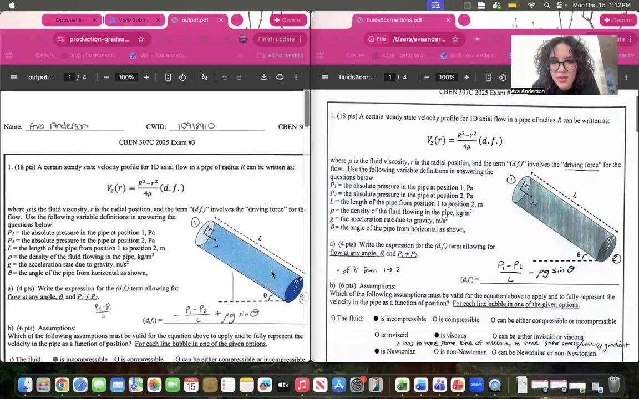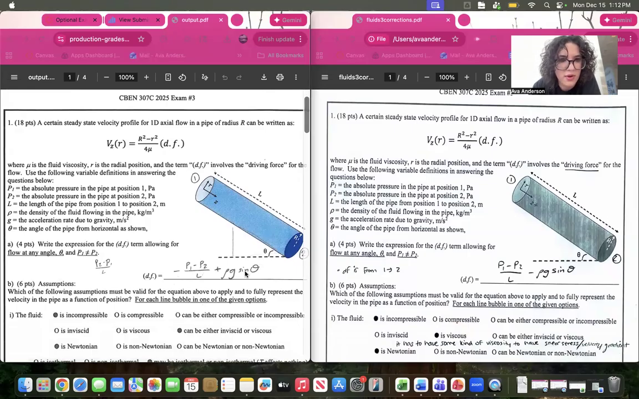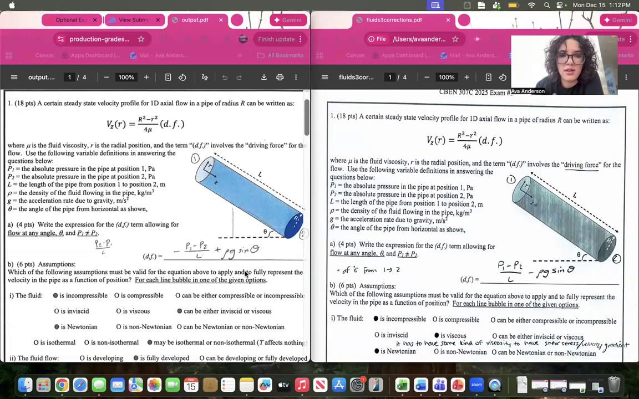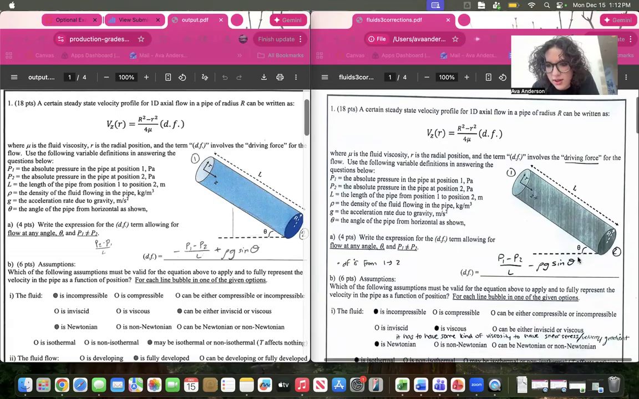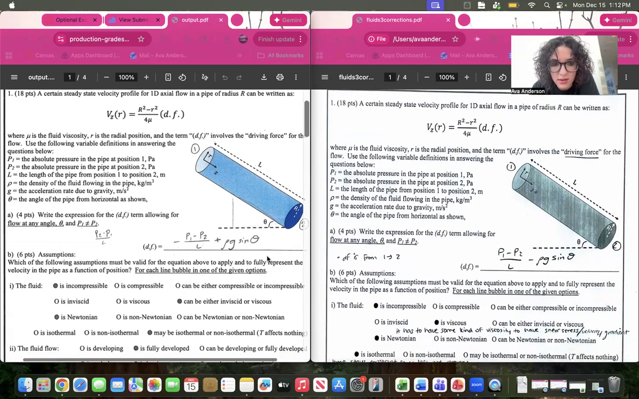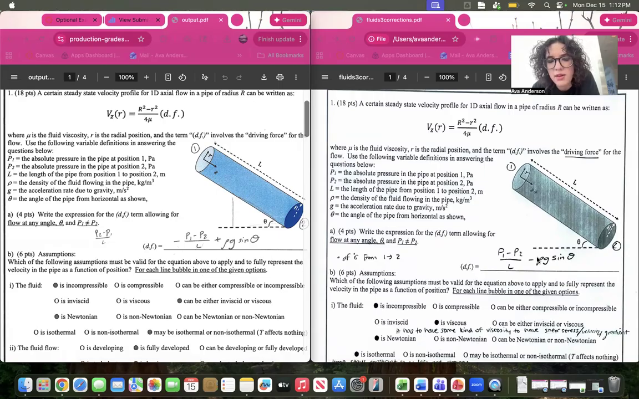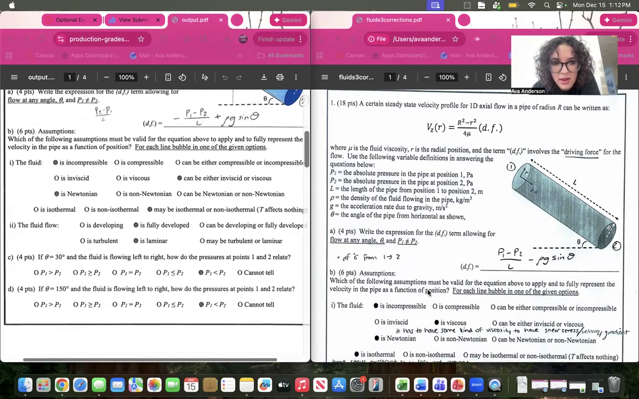Okay, cool. So starting with number one, we're solving for the driving force for the velocity profile in this pipe. Since the pipe is at an angle, there is gravity involved because it's not horizontal. So we have to account for both the pressure force and gravity, and that is (P1 minus P2) divided by L minus rho g sine theta. I did the exact same thing over here, just factored through my negative sign.